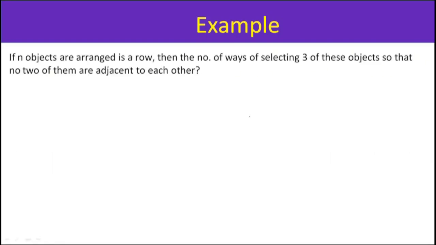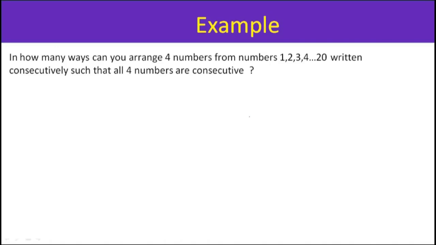Again, it's just the generalization of the last question, so I'm not going to discuss this. It is exactly the same. You can try this at home. Yeah, let's try this one. In how many ways can you arrange 4 numbers from this written consecutively such that all the 4 numbers are consecutive? So the numbers are like this. You have to choose 4 numbers from this such that all of these 4 numbers are consecutive. Which means you first of all have to select 4 consecutive numbers from here and then you have to arrange them. Is the question.